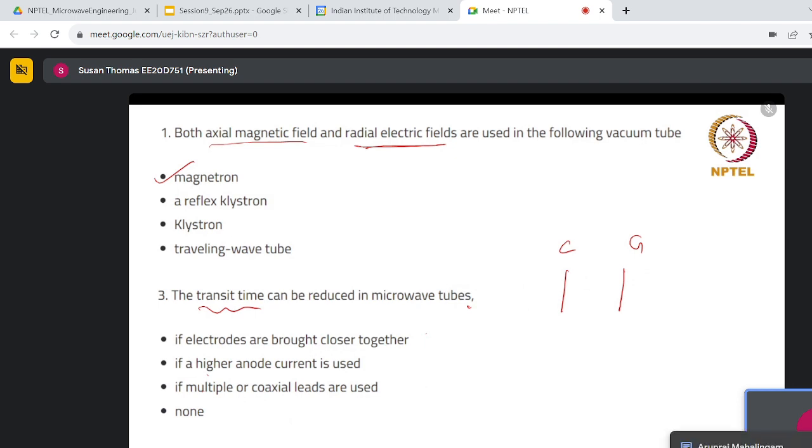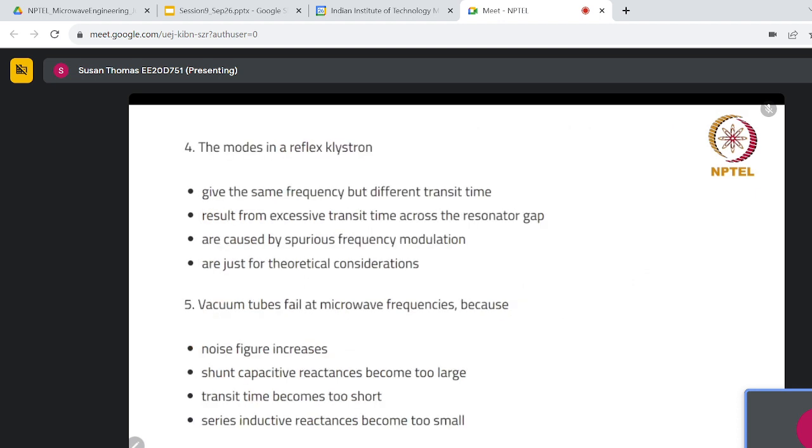Very simple. Just think logically. Yes, right answer. If the electrodes are closer, imagine if these are closer, definitely the transit time is going to reduce. Okay.